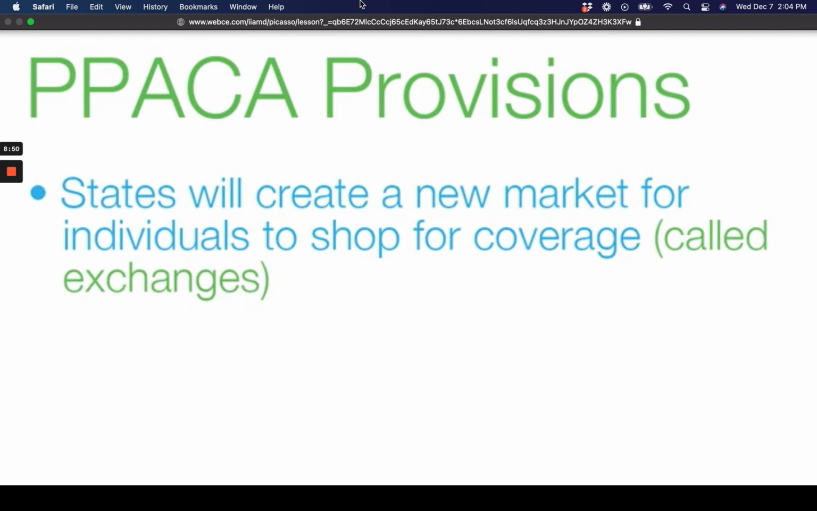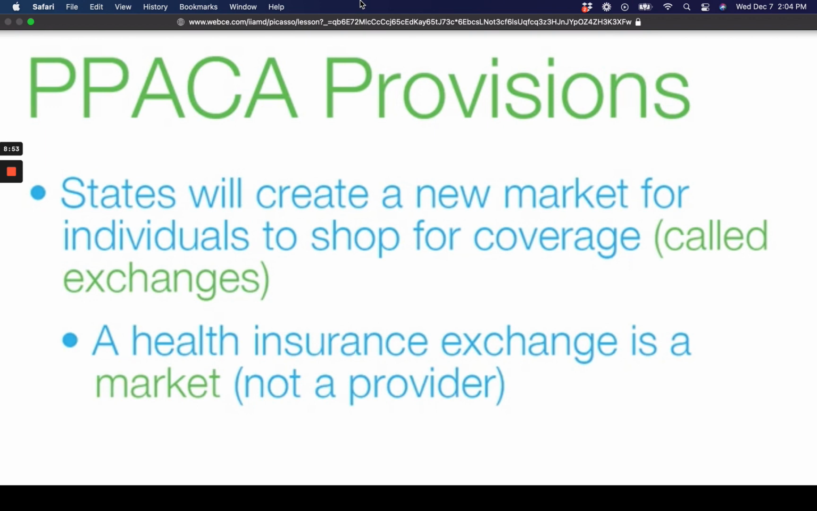Number two, states will be creating a new market for individuals to shop for medical expense insurance called health exchanges. A health insurance exchange is not a new type of insurance provider. It is merely a market that brings together the different providers of medical expense insurance and gives consumers a means of shopping for the type of coverage they want. And if you study the PPACA, you know that one of the key characteristics of this law is what we call the individual mandate, which requires every American to be covered under medical expense insurance, either through their employer or through the purchase of an individual policy. So these health exchanges are going to be an important part of that process.